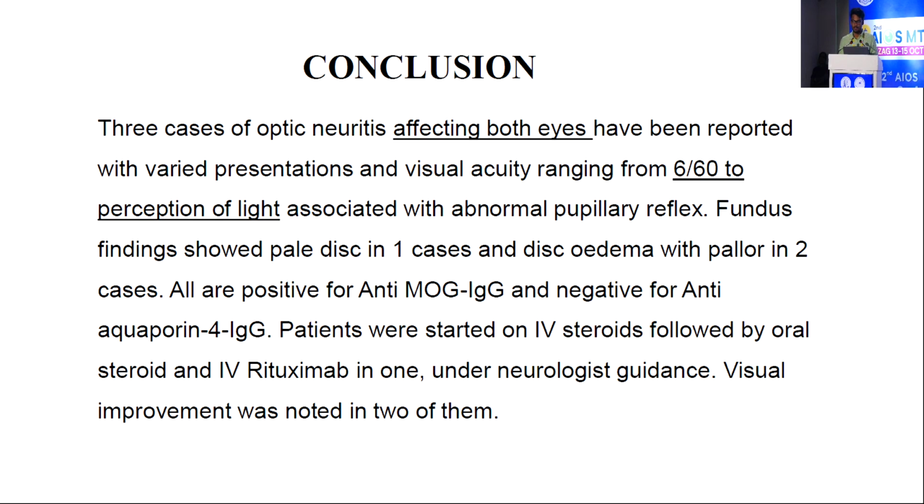Conclusion: 3 cases of optic neuritis affecting both eyes have been reported with varied presentations and visual acuity ranging from 6/60 to perception of light, associated with abnormal pupillary reflex. Fundus findings showed pale disc in 1 case and disc edema with pallor in 2 cases. All are positive for anti-MOG immunoglobulin and negative for anti-aquaporin-4 immunoglobulins. Patients were treated with IV steroids initially, followed by oral steroid, and IV rituximab was administered in 1 patient. Visual improvement was noted in 2 of them.